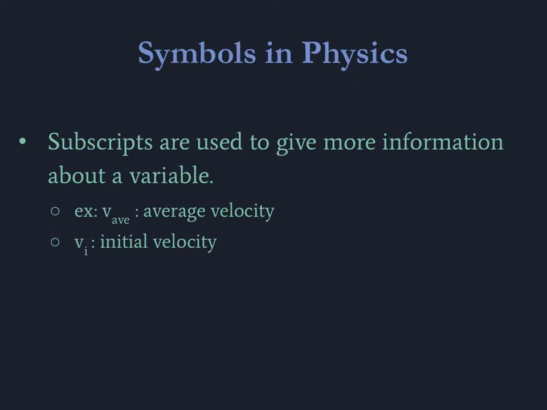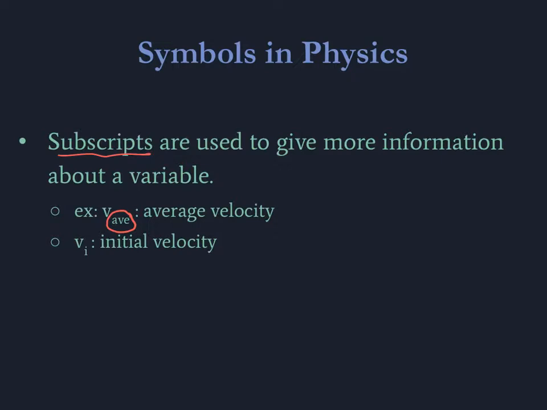Along with the letters, because we might have more than one mass in a situation, we might have more than one velocity, we might have multiple values for some given type of variable, momentum, whatever the case may be. And so in order to help differentiate between those, we use subscripts. And subscripts are when they're a little bit smaller and a little bit lower and a little bit to the right. So in this case, we have lowercase v, which is velocity, with a subscript AVE, which stands for average. And so this would be average velocity.